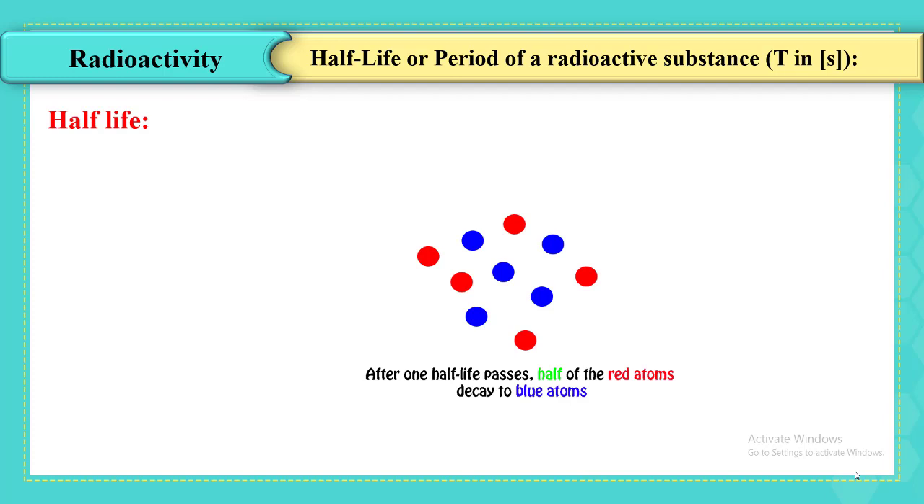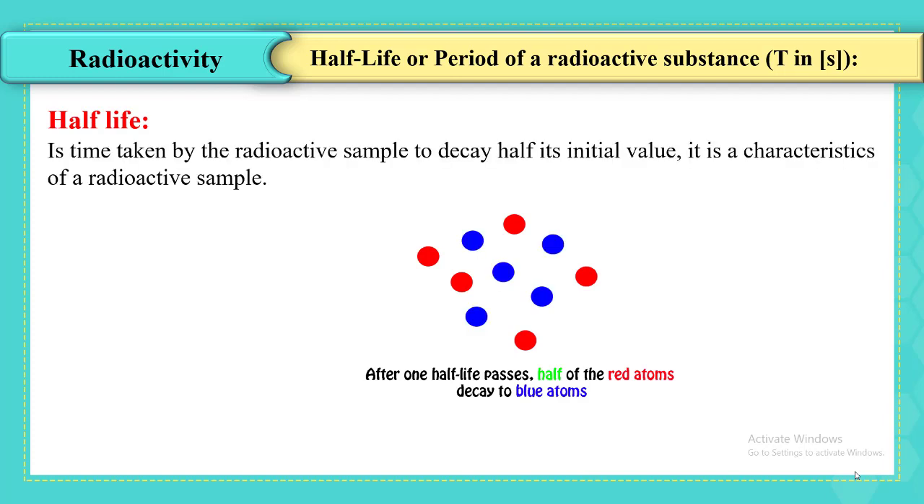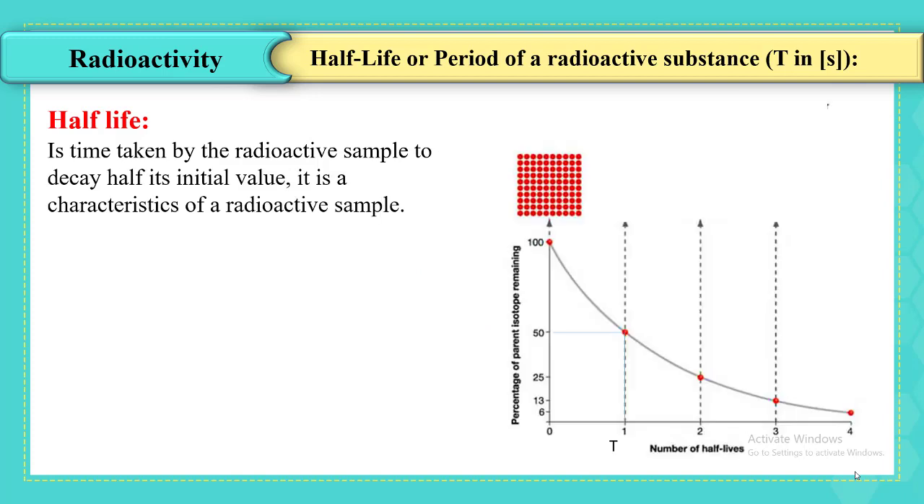Regarding this animation, half-life is the time taken by the radioactive sample to decay to half its initial value. For example, in this animation we have 10 red particles and 5 of them have decayed into blue particles. The time taken by these 5 red particles to decay into 5 blue is called half-life or period. We can determine the half-life graphically. It is the abscissa of the ordinate that has a value equal to half of its initial quantity.